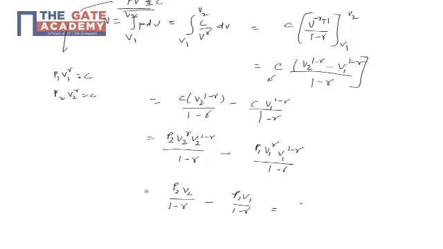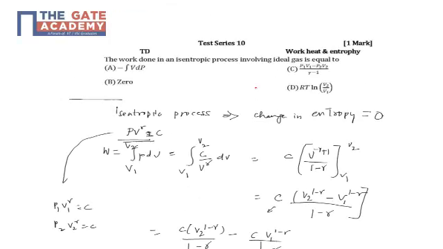Now if I take minus common from both the terms, I can write (P1 V1 - P2 V2) by (γ - 1). So this is the work done by the system. Remember, this is work done by the system in an isentropic process. Okay, so the answer for this is C. And remember that this is the governing equation.